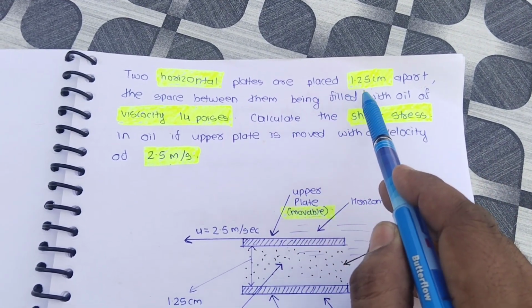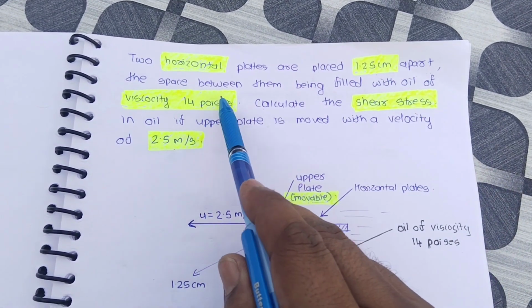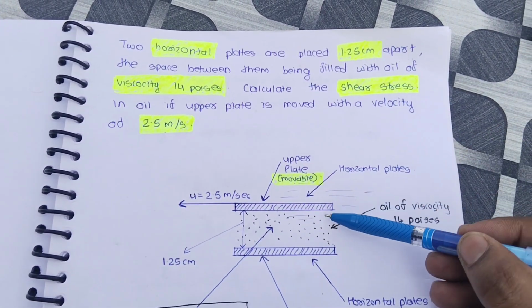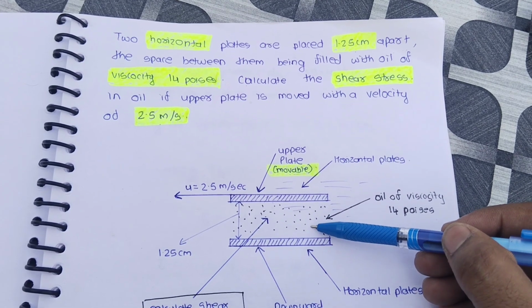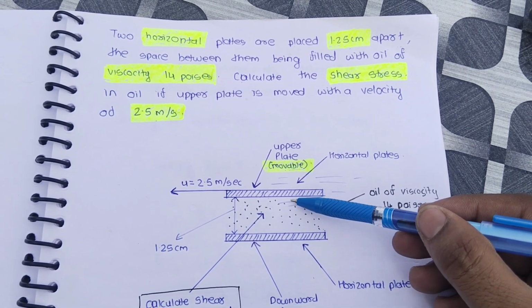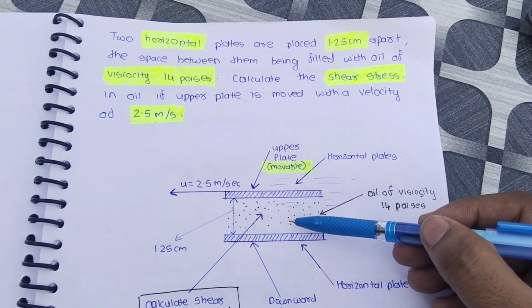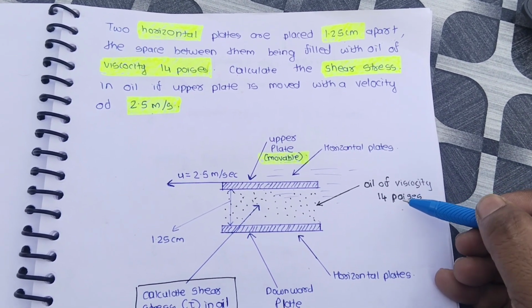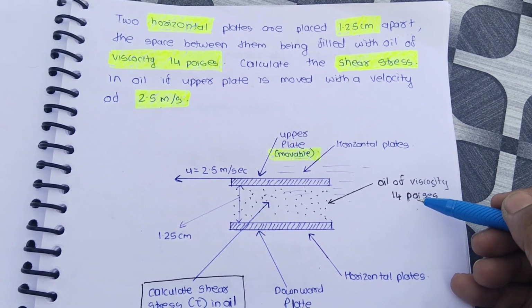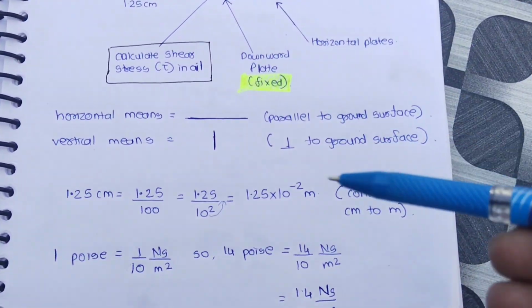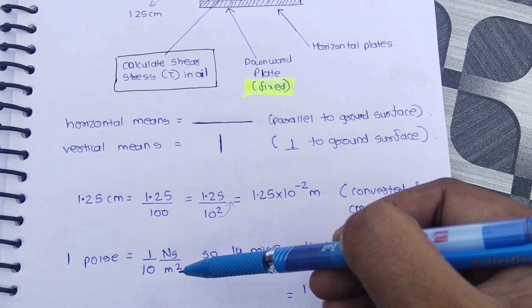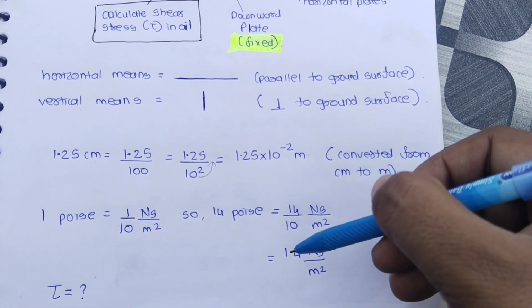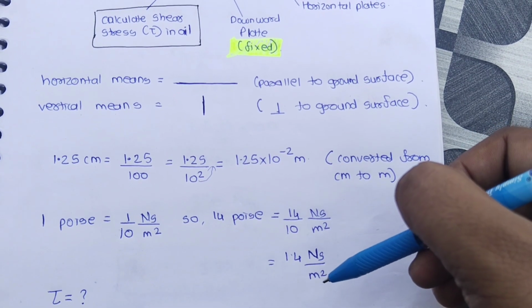Two plates are placed 1.25 centimeter apart, the space between them being filled with oil of viscosity 14 poise. In this black dotted region, you will see oil is placed. Oil is filled in between these two plates, of viscosity 14 poise. As we know, 1 poise is equal to 1 by 10 Newton second per meter square. So 14 poise will be 14 by 10 Newton second per meter square, so we get 1.4 Newton second per meter square.